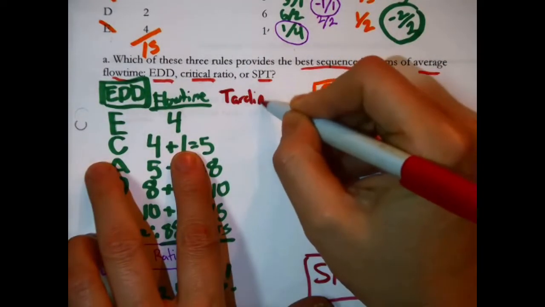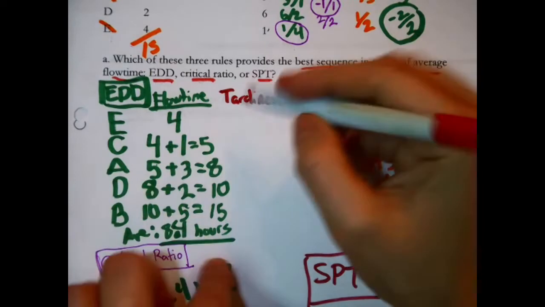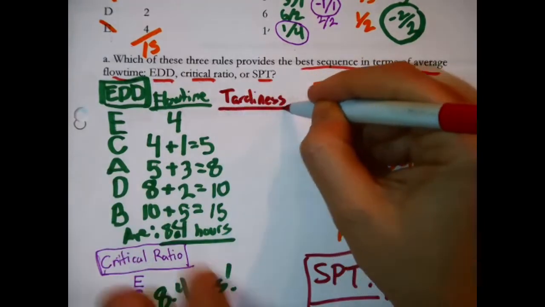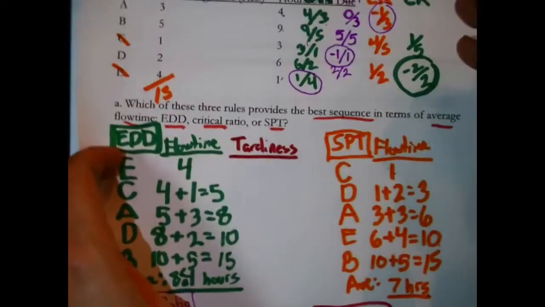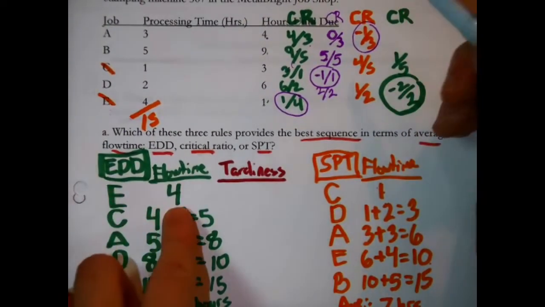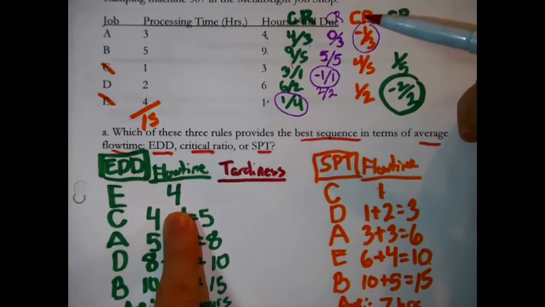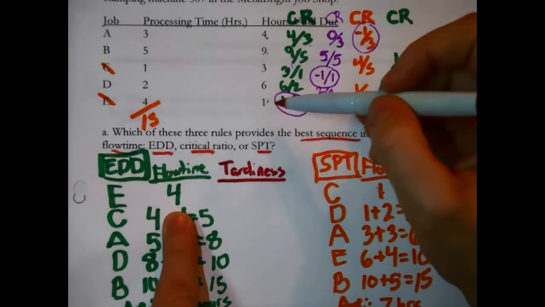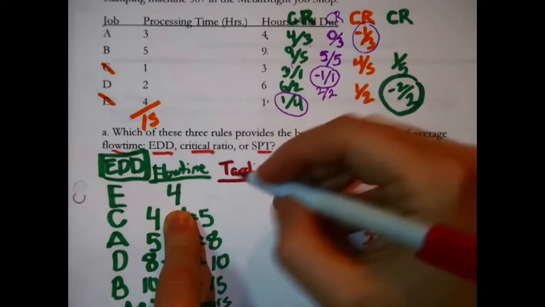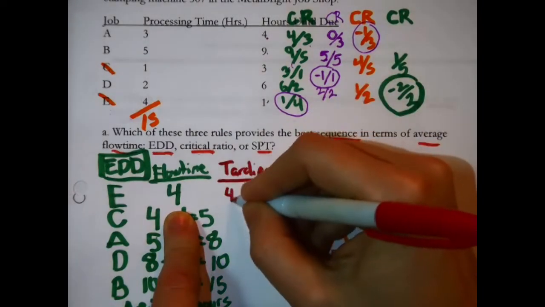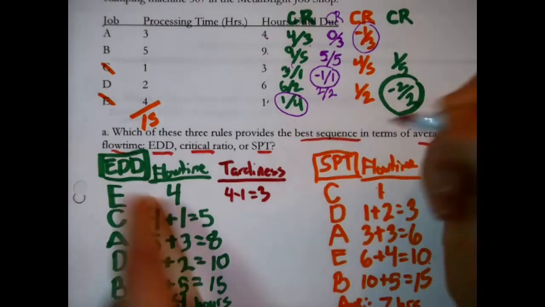So I'm going to add a column. That's why I wanted to leave a space in here. You need flow time in order to calculate tardiness, because in the case of earliest due date, the flow time is 4. We'll finish in 4. In the case of E, I'm looking up the due date, and it is 1. The tardiness here then is 4 minus 1 equals 3. It's going to be 3 hours tardy.